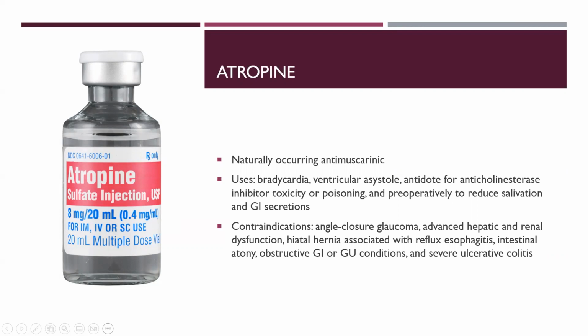Our contraindications are things like our glaucoma, our advanced hepatic and renal dysfunctions, our hiatal hernia associated with reflux esophagitis, intestinal atony, obstructive GI or GU conditions, and severe colitis, ulcerative colitis. So atropine is mostly used for patients that have bradycardia, they're suffering from a cholinergic overdose, and if they're about to have surgery.